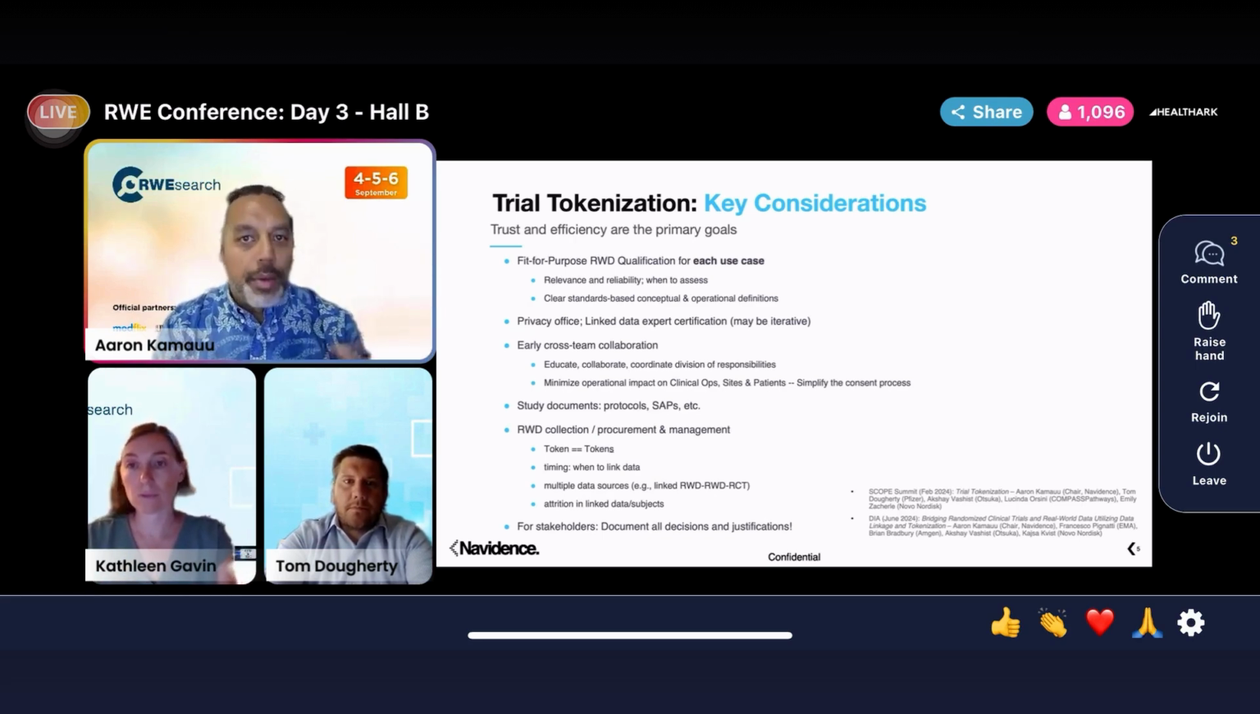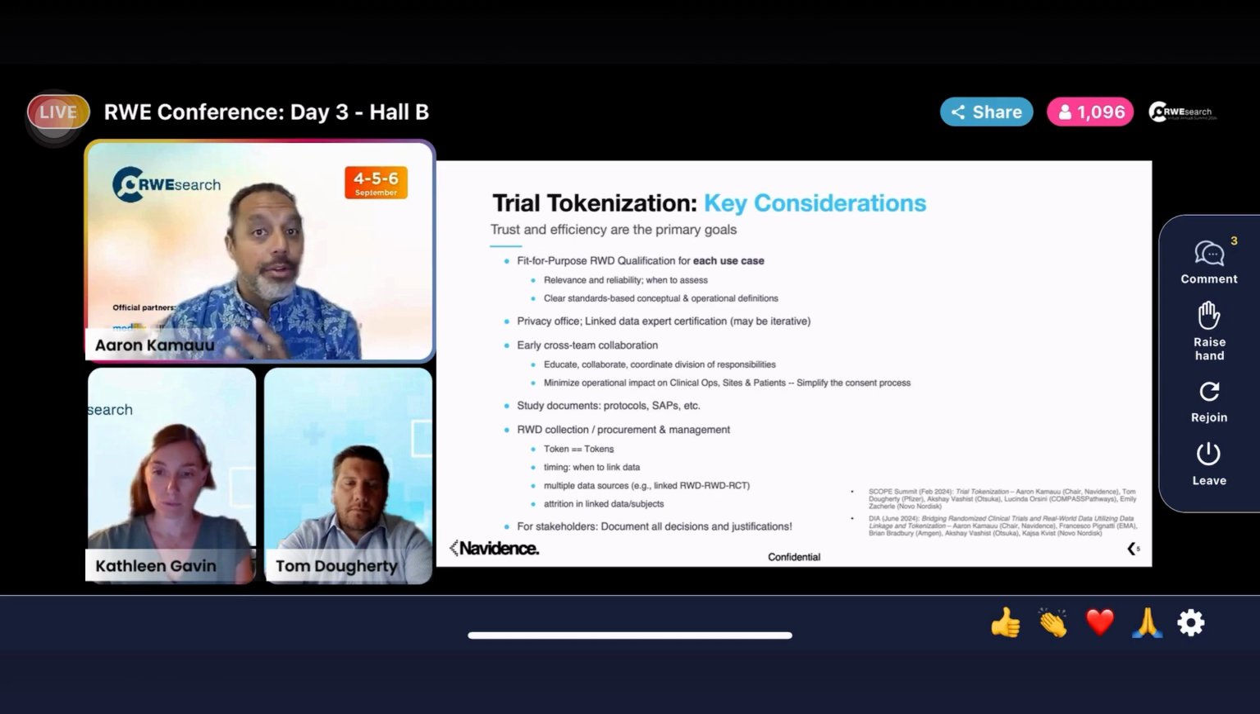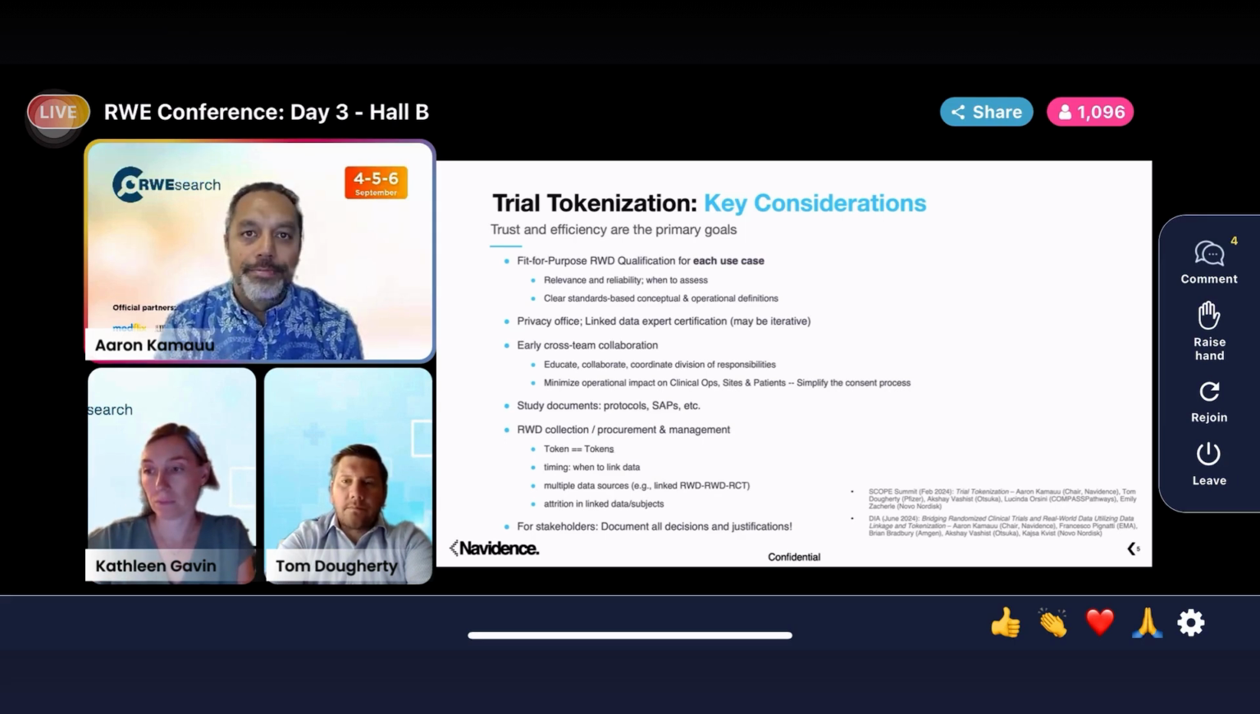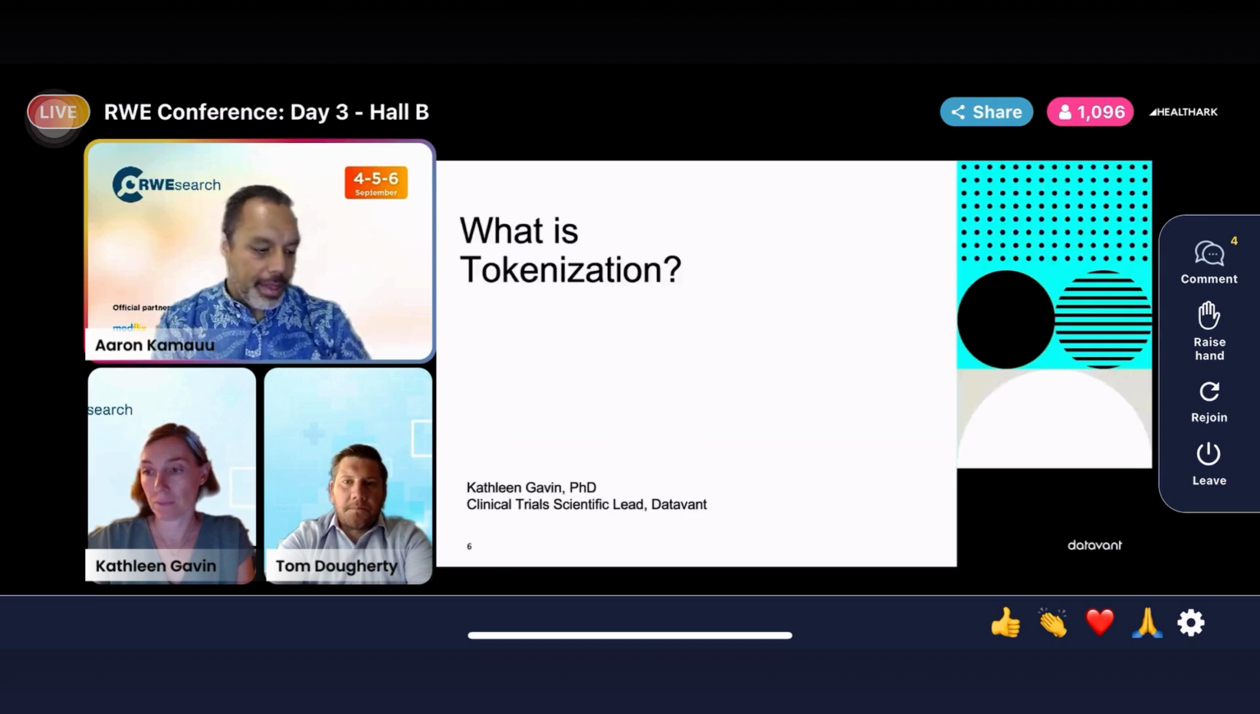consider. How do we get teams to work well together? How do we reduce burden on sites and on patients to implement this method? What are some of the nuances of identifying the right data source to link to for various use cases and so forth? And just noting a couple of presentations that we've done in the past on this. So let me turn the time over to Kathleen now. And Kathleen, as mentioned, can kind of tell us what is a token and how do we do that?